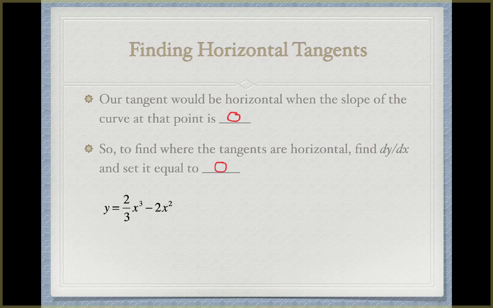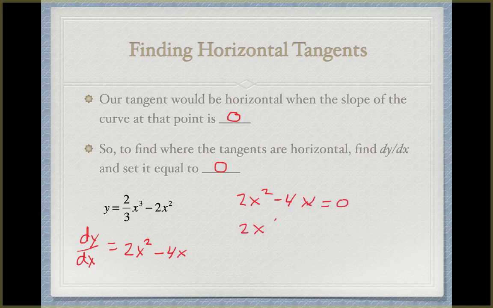So here we have 2/3 x cubed minus 2x squared. We take the derivative using the power rule. For 2/3 x cubed, we bring that 3 to the front. 3 times 2/3 is 2, and then we subtract 1 from the exponent, and we get 2x squared. The next one, we bring the 2 out front, we get -4, subtract 1 from the exponent, and we get -4x. We then take our derivative and set it equal to 0. So we get 2x squared minus 4x equal to 0.